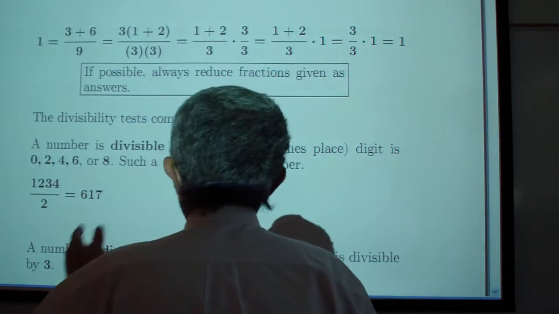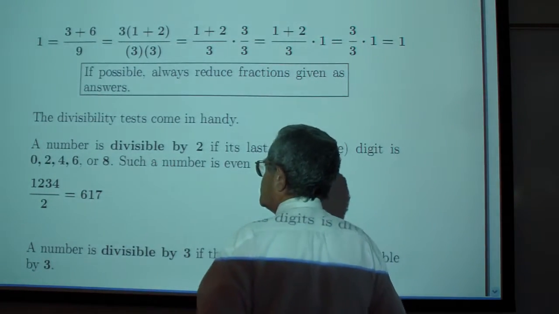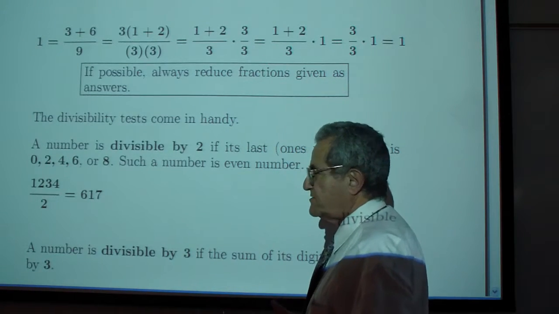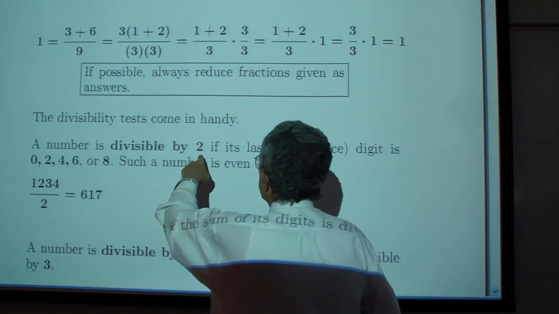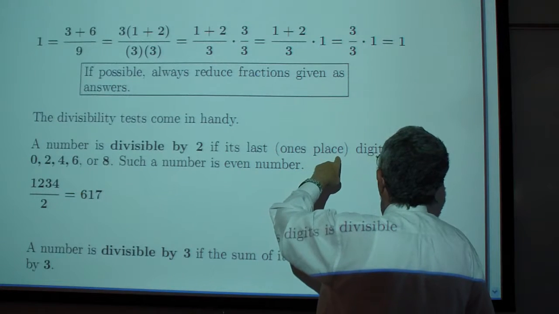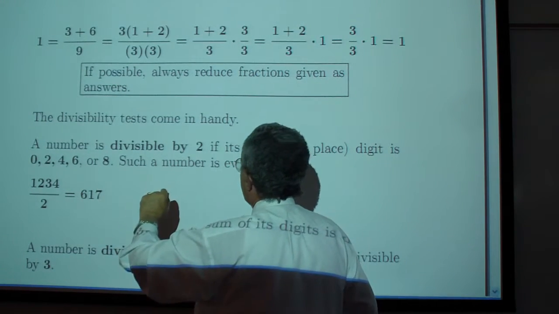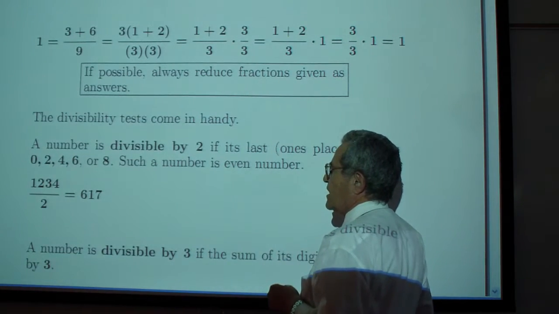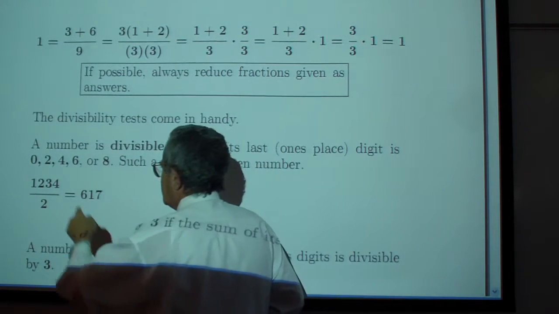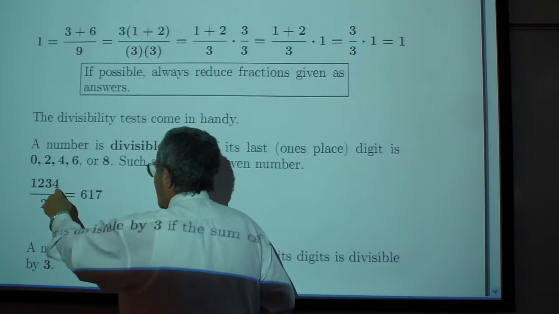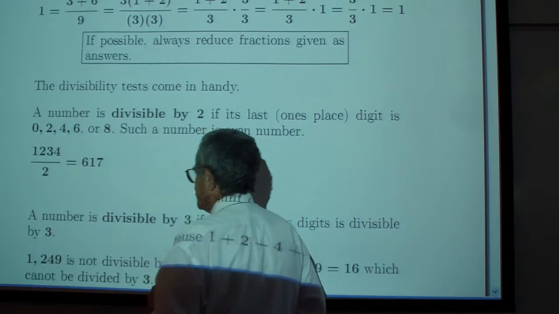Let's say a word about divisibility tests. Divisibility tests come in quite handy. A number is divisible by 2 if its last digit, the ones place, is 0, 2, 4, 6, or 8. Such a number is an even number. Can I divide 1,234 by 2? Yes, the last digit is 4.